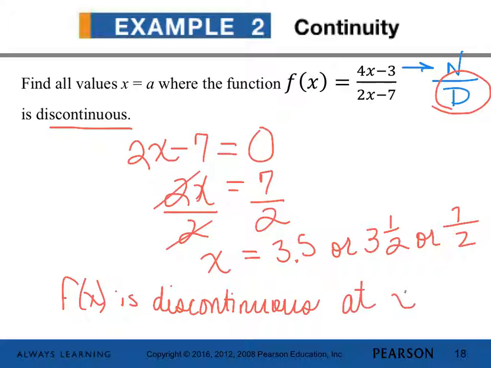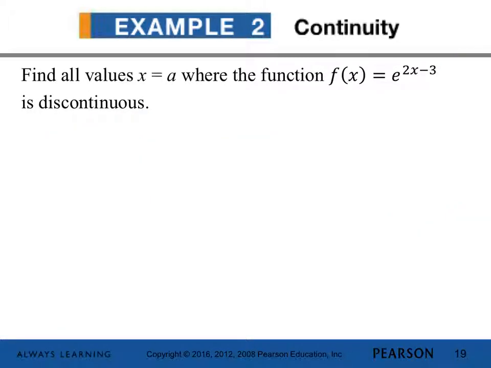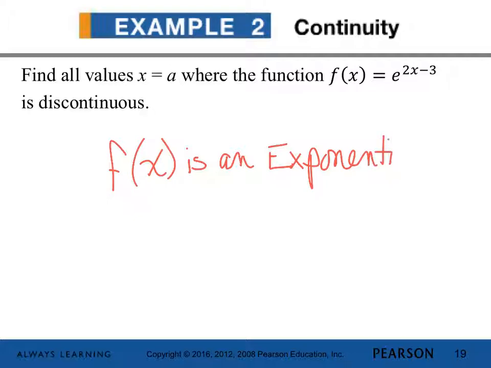At x equals 3.5, because that would cause division by 0. Here we have a function, e raised to a power with a variable. This is an exponential function. Okay? Exponential functions are continuous everywhere.